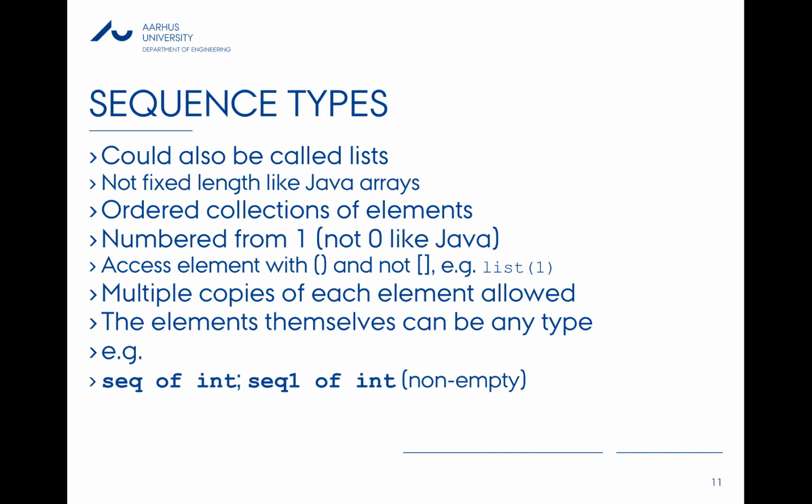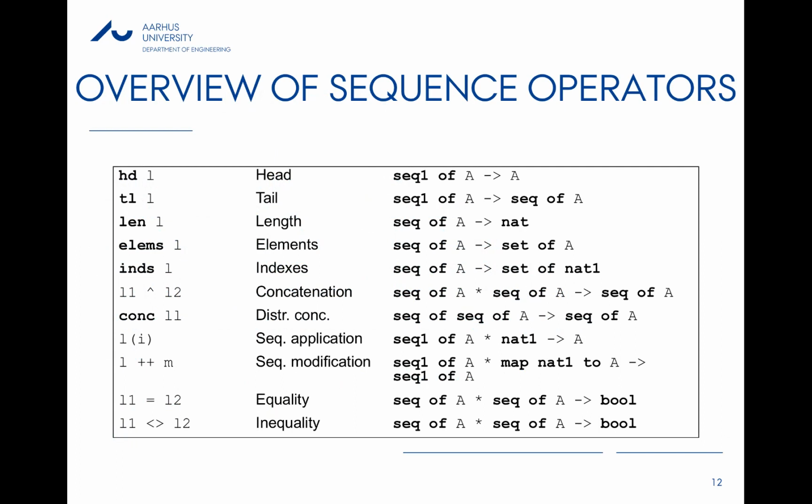So we could have a sequence of sequences. We could either have seq of int, for example, or seq1 of int, which means it's a non-empty sequence that we are interested in. Elements could look like this. Here we have a list that has a length of 5, or an empty one which we've written like that. Again, we have a number of built-in operators. Here's the list of the operators that we have for sequences. This is a common way that you would operate with these.